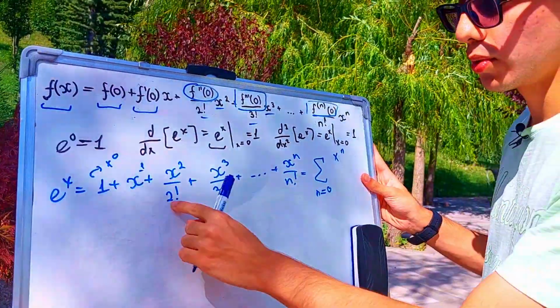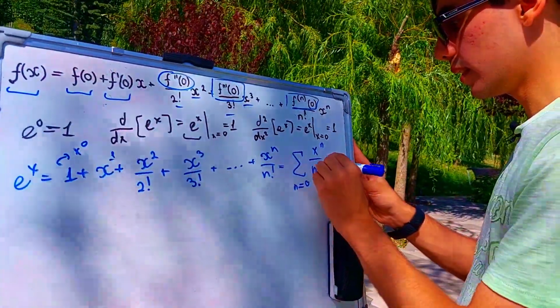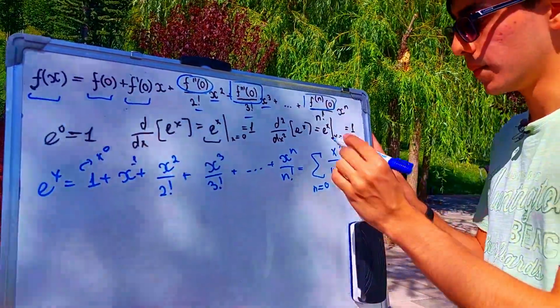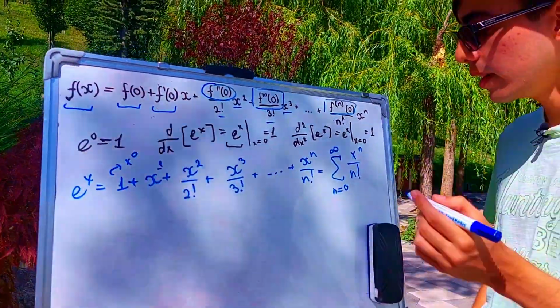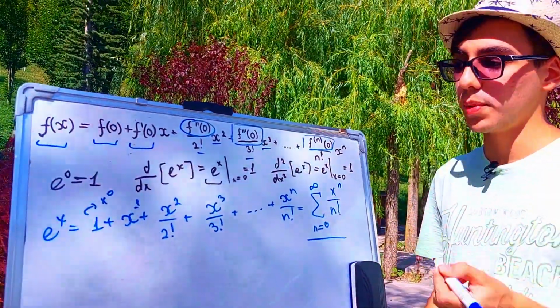Then we notice that the factorials in the denominator always correspond to the exponents of x, so we'll have the same n factorial in the denominator, and it goes until infinity. So let's write infinity. It was quite simple. Now we have the Maclaurin series expansion for the function e to the power of x.